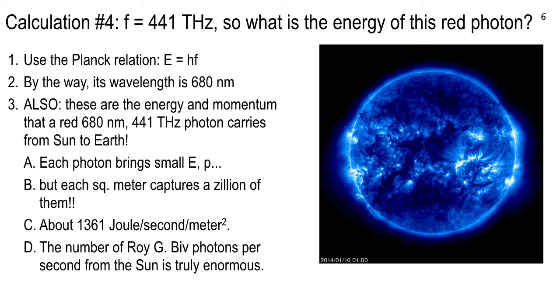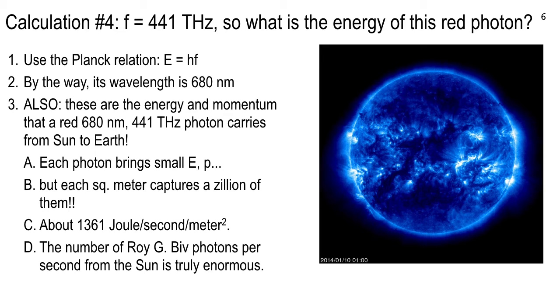I'd like to point out one more thing. Number 3, these energy and momentum values are for a red 680 nanometer photon. This one's not H alpha, it's just 680. It's close to H alpha, but it's a little bit redder. 441 terahertz. This is the amount of energy and momentum that a single one of these photons carries from the sun to Earth. And it's really small, all right?